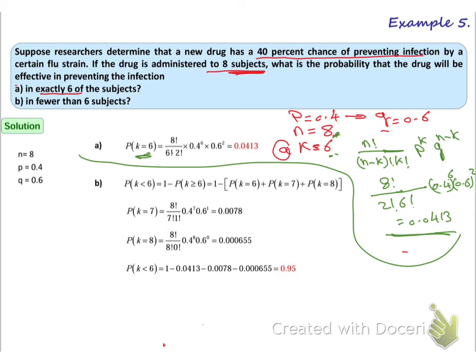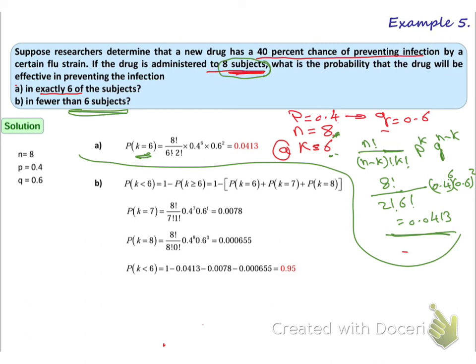The second question is fewer than 6 subjects. He did not say fewer than or equal to. Fewer than means 5, 4, 3, 2, 1, 0. So I would have to calculate it 6 times, once for each k. But if I look at the total number which I have, the total number of the sample is only 8 subjects.